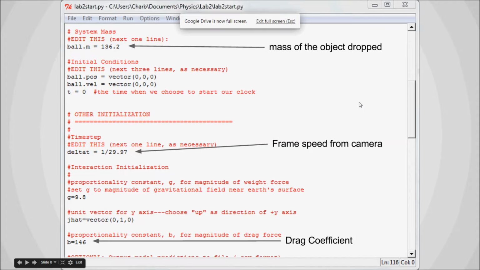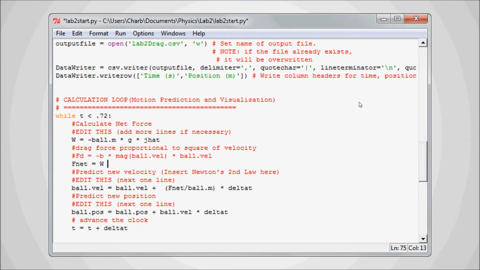Here's the code in VPython. First we need to input the object's mass, starting positions, and time interval, which I set to be the reciprocal of the frame speed of the camera. The drag coefficient is also set here, and we'll get to that later. This while loop uses Newton's second law with the net force equal to the gravitational force of the object, and outputs that data that we can observe in a graph.